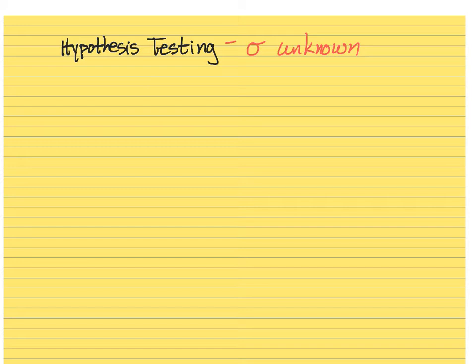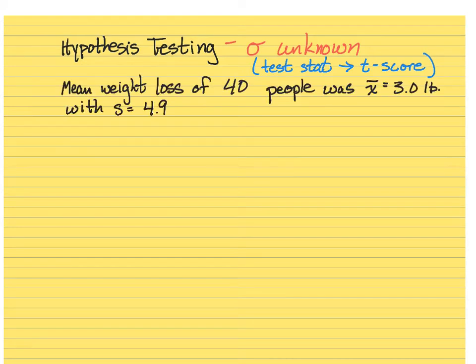The big difference here, if sigma is unknown, I'll just write it here so you can remember this: the test statistic is the t-score. Whereas if sigma is known, the test statistic is the z-score. Again, we don't use that method as often. We use this method more. So here's the problem we're going to look at.